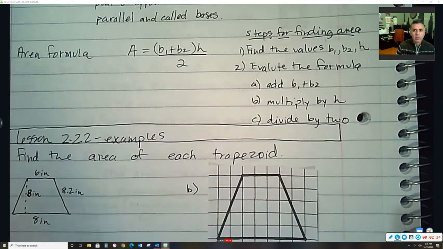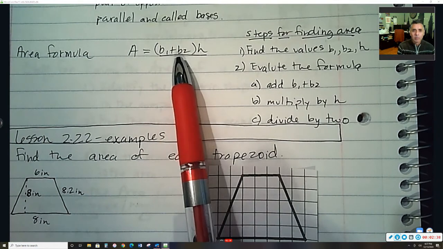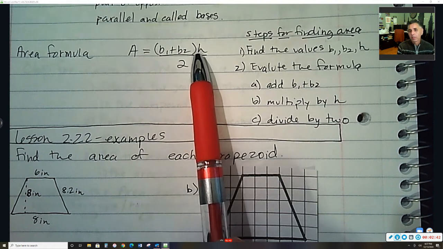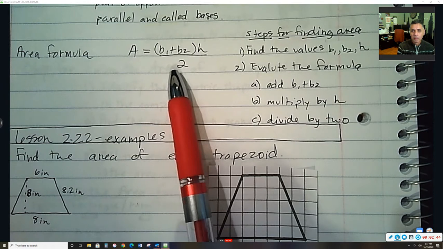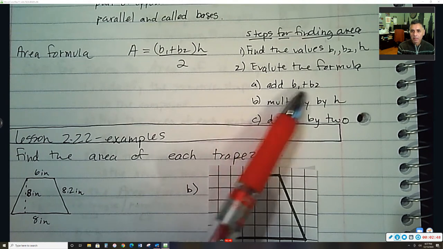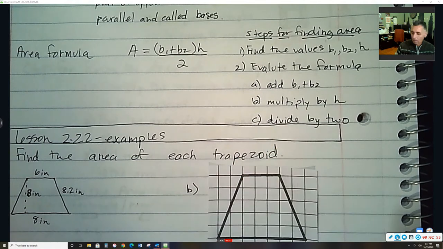Okay. So if we look at this, here's the area formula. It's base 1 plus base 2. Add those up, multiply by the height, and then after you multiply by the height, you divide by 2. Okay. That's pretty much what I put in here. See, add base 1, base 2, multiply by the height, and then divide by 2. Okay, so let's go ahead. Pause this if you need to pause it. I'm going to do some examples, and then we'll be done with the notes.